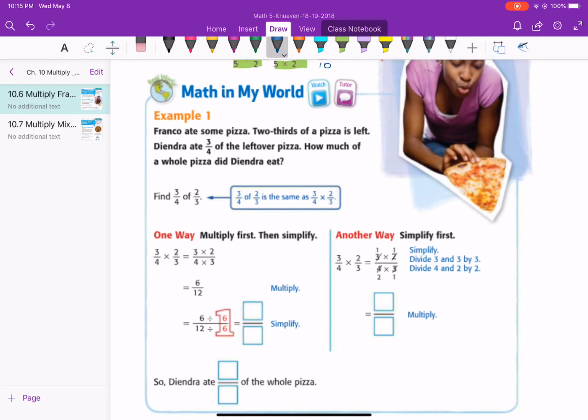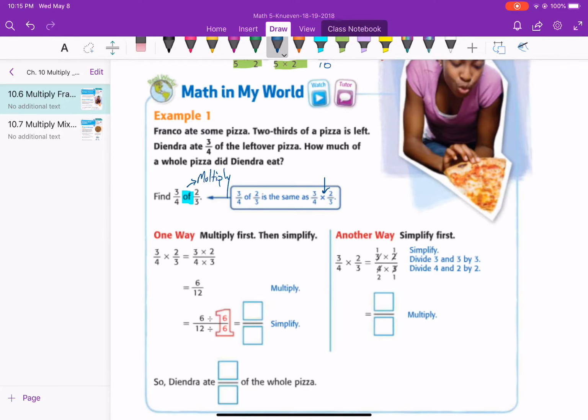Now, there's a key word in here that I want to make sure that I point out, and it's the word "of." When we see "of," that means to multiply. So 3/4 of 2/3 is the same as 3/4 times 2/3. So one way we can do this is simply multiply, then simplify.